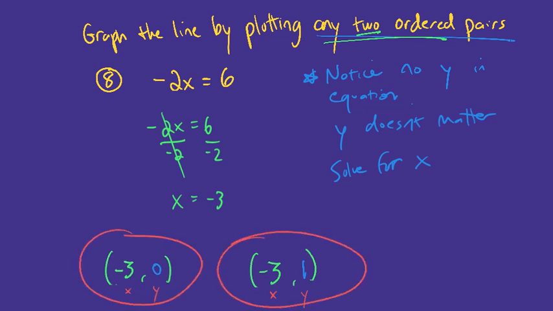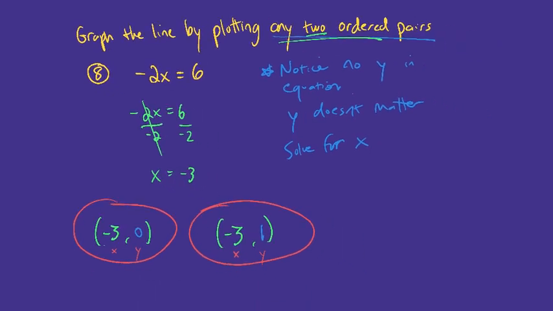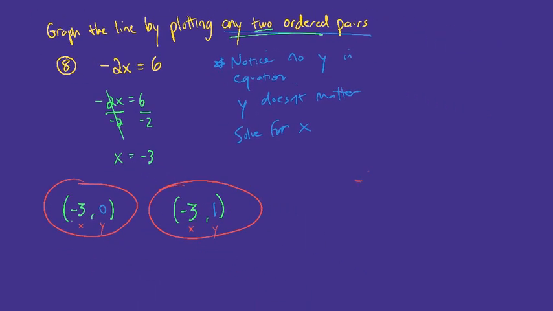It doesn't necessarily have to be those two. It could be negative 3, 5. It could be negative 3, 7. As long as your x is negative 3, your y can be whatever. By the way, I don't know if anyone would do this, but you can't do negative 3, 0 and negative 3, 0 because those are the same point, and we've got to find two points, two ordered pairs.